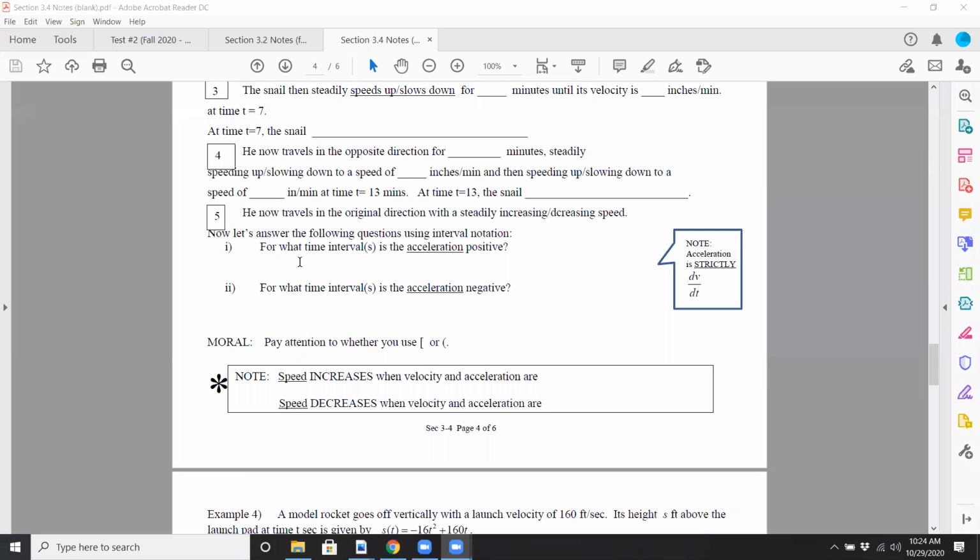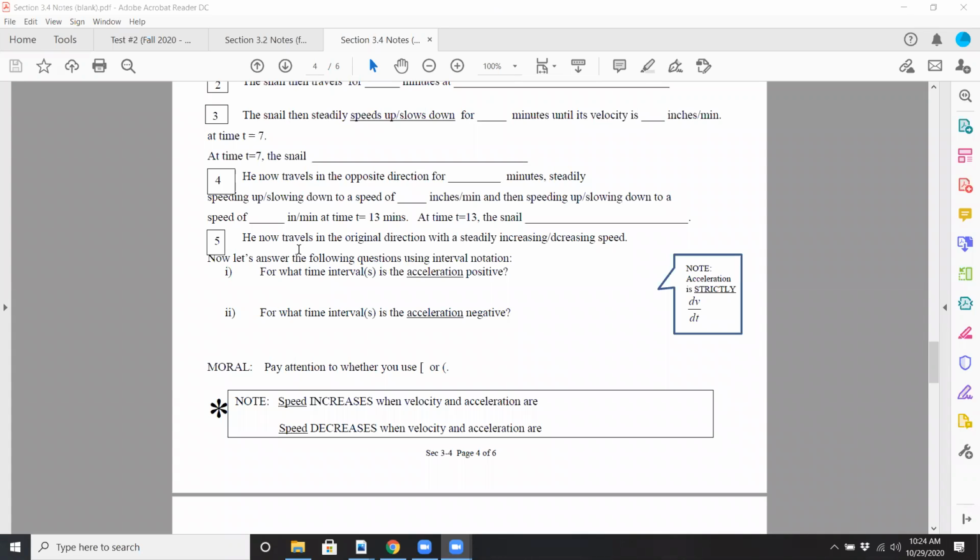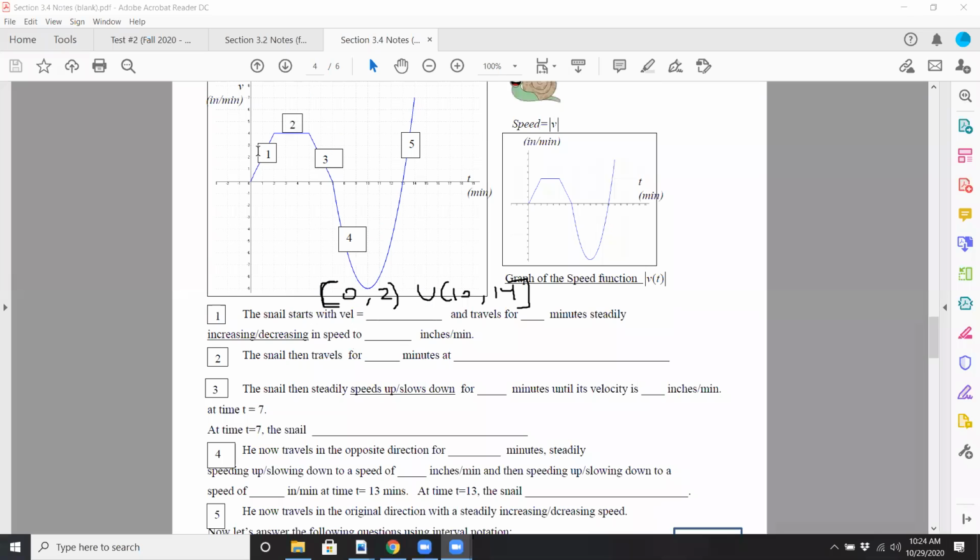So to answer these questions here, for what intervals is acceleration positive? Of course, acceleration is positive from 0 to 2. And we'll do a closed interval here, but open here. And then from 10 to 14. And the reason why I do close at 0 and 14 is that the derivative was positive at t equals 0, and the derivative was positive at t equals 14.